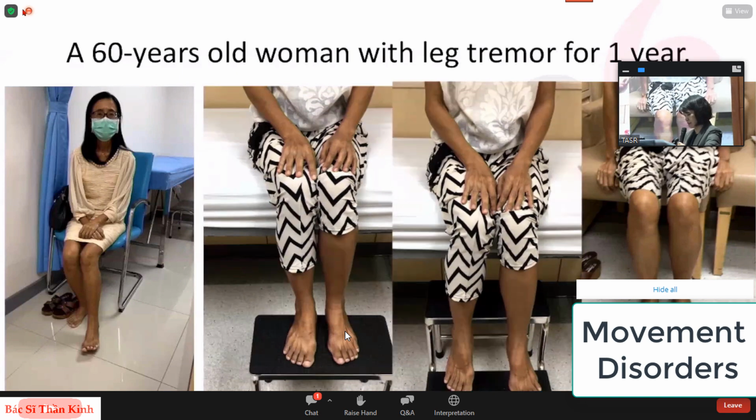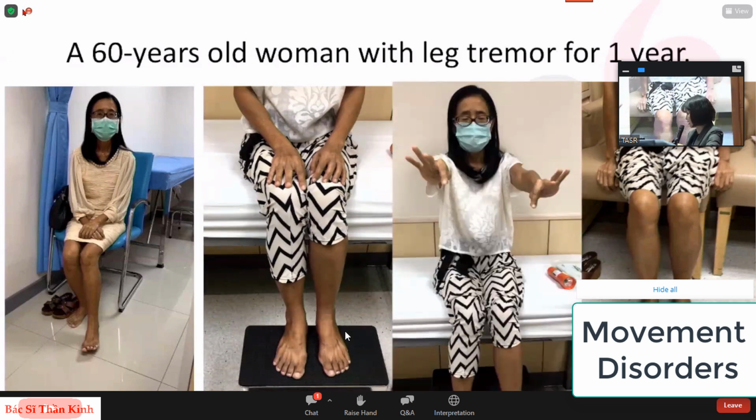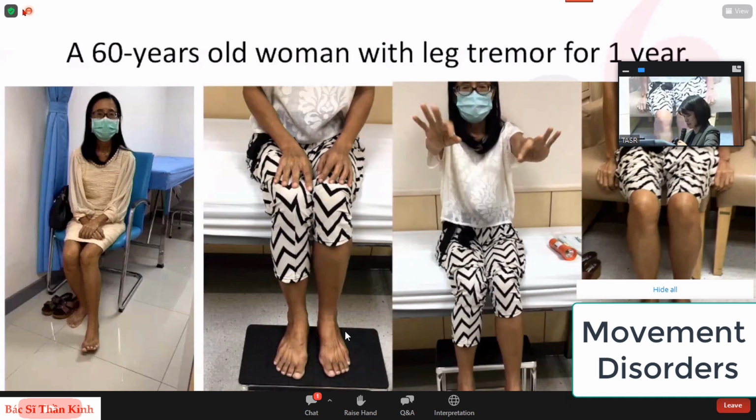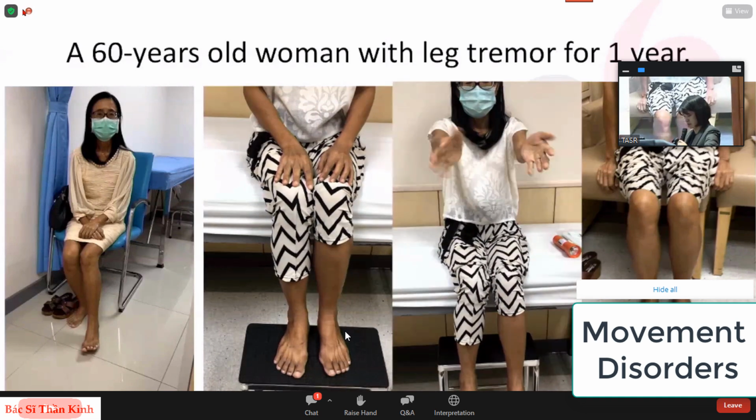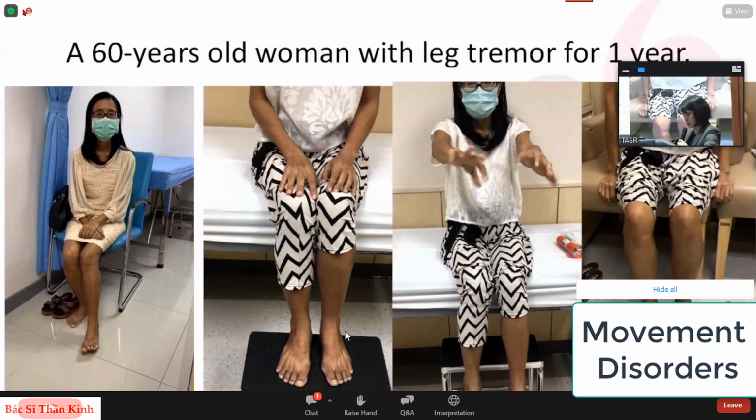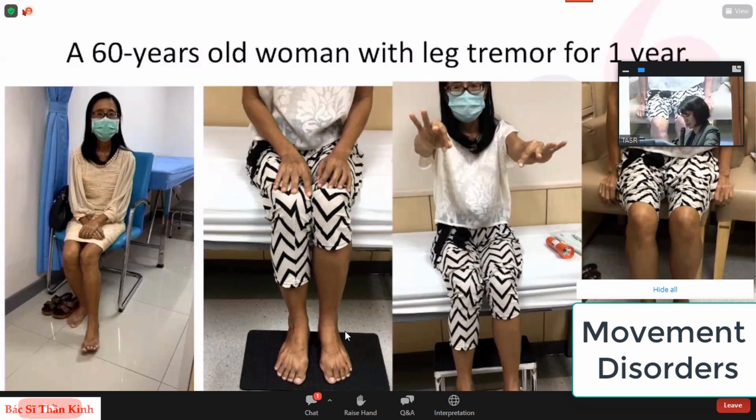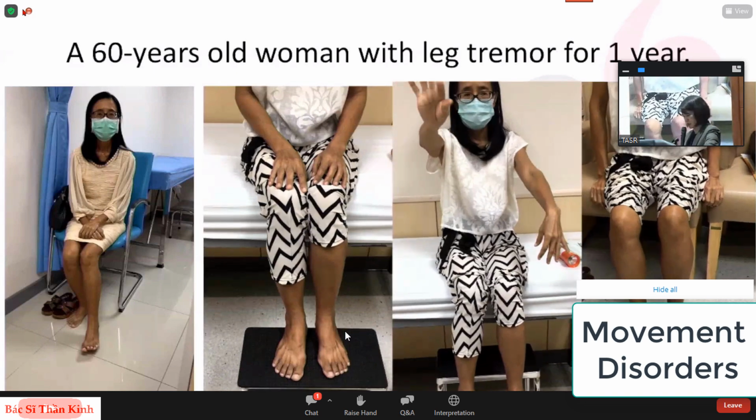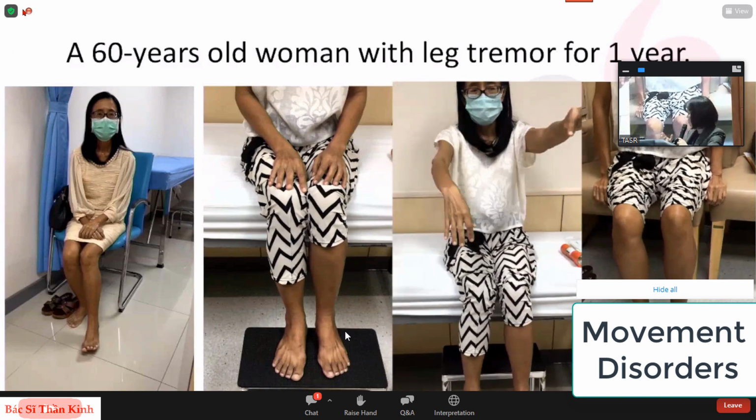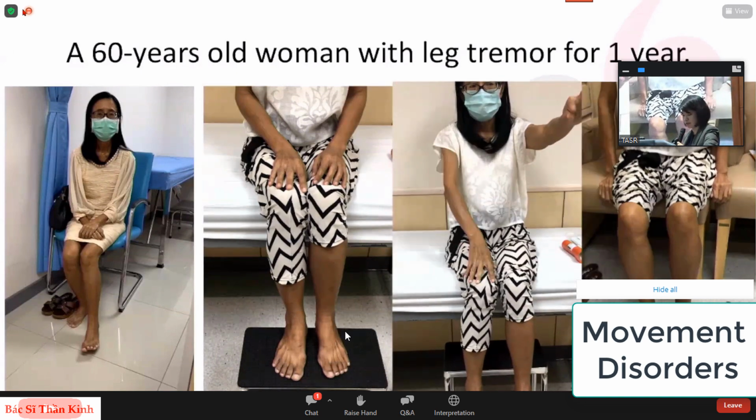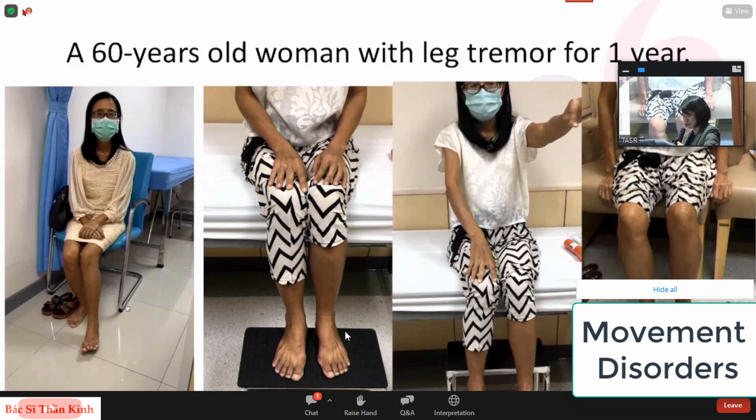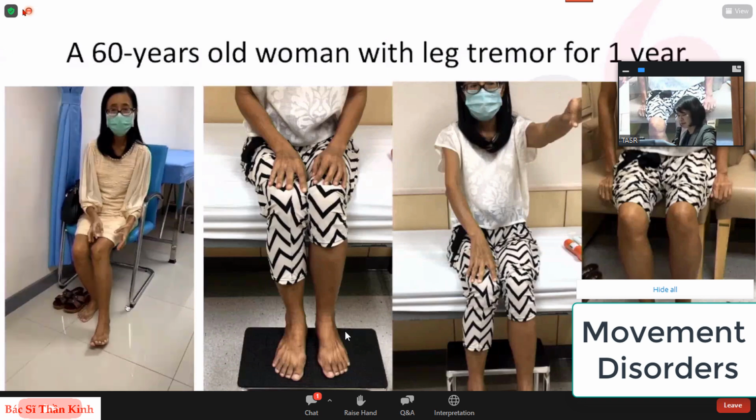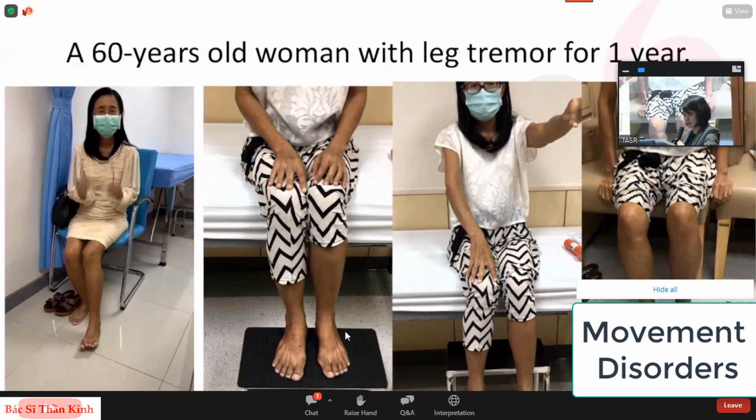And for bradykinesia, I think she also has a little bit of bradykinesia on the left side. This is the toe tap. At the beginning, when I saw the first video that my friend sent to me, I was not sure whether this was a true resting tremor or not, and then I tried many positions.